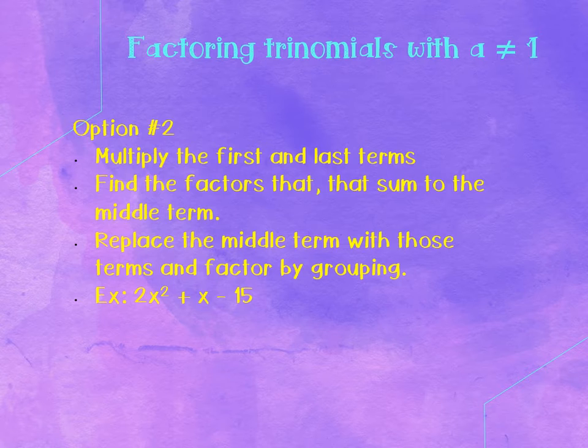So I tend to call that one trial and error, and this first and last, just so you can get an idea. Instead of me having to go through all the steps every time to explain what it is, I call this first and last. So we multiply the first term and the last term together. We find the factors of that product that sum to the middle term, and we replace the middle term with those two numbers, and then we'll have 4 terms, and we factor by grouping. So let me show you what that looks like.